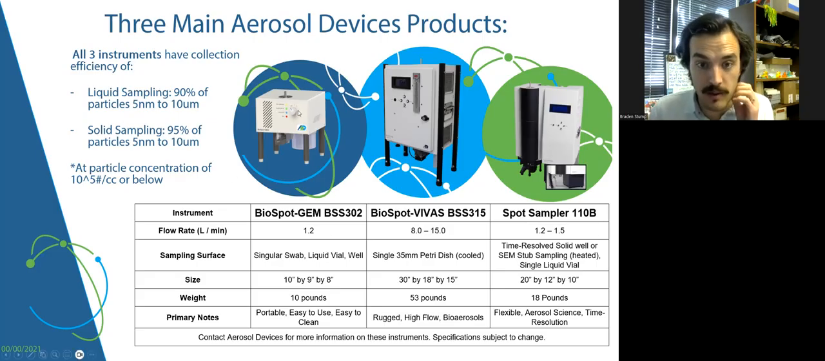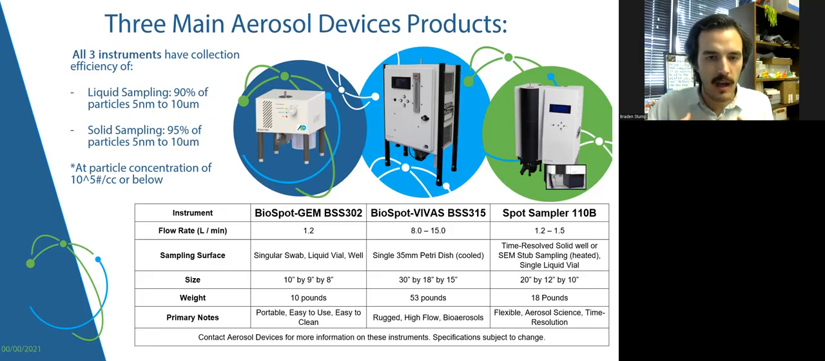The first of these 3 instruments is the BioSpot Gem. It is our smallest. It's also our newest. It's our most price competitive instrument. Our instruments go the BioSpot Vivis, and then the Spot Sampler is more price competitive, and then the Gem is even more price competitive from there. It is our smallest, has a flow rate of 1.2 liters per minute, and can sample onto swabs. It can sample into liquid vials. It can sample into a solid well. This is refined, easy to use, easy to clean, portable, single position sampling, if that makes sense.